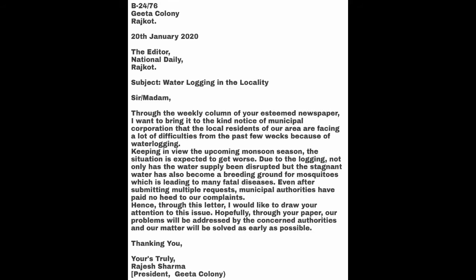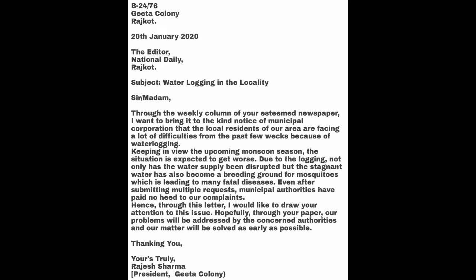And we know that because of the waterlogging, the stagnant water, it means it is not flowing water. So that water is also now going to be a breeding ground for mosquitoes. We know that if there is stagnant water, mosquitoes can breed there, right? So now with the waterlogging, which other problems are also arising, the writer, Rajesh Sharma, is describing. Even after submitting multiple requests, municipal authorities have paid no heed to our complaints.